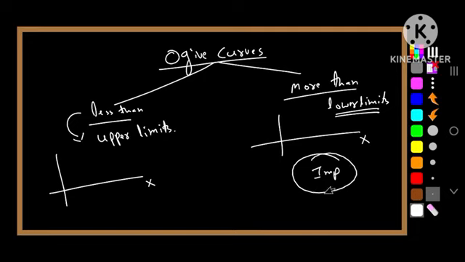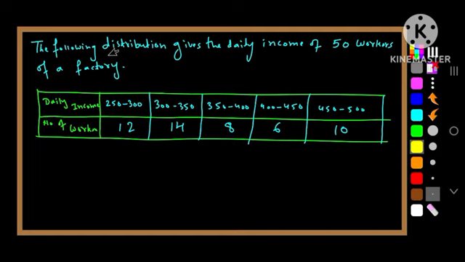So without wasting any time, let us solve one problem. Here in this question, the following distribution gives the daily income of 50 workers of a factory. So this is the daily income and these are the number of workers. The number of workers is our frequency and daily income is our class interval.